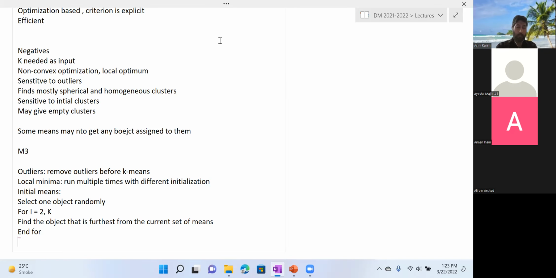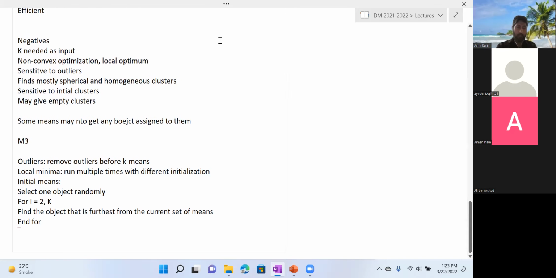So this technique, this initialization, is what is called k-means plus plus. Plus plus has a couple more extensions as well, but the main extension is this idea of selecting initial points. Okay? Of course the computational complexity will increase a little, but that is only for the start.